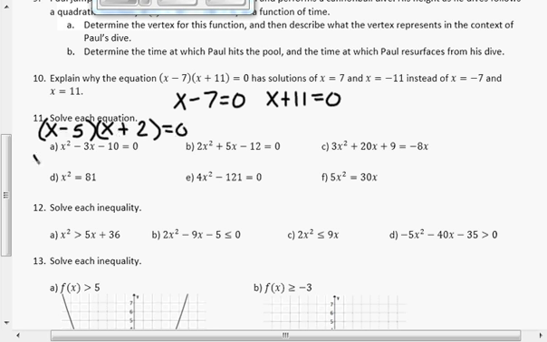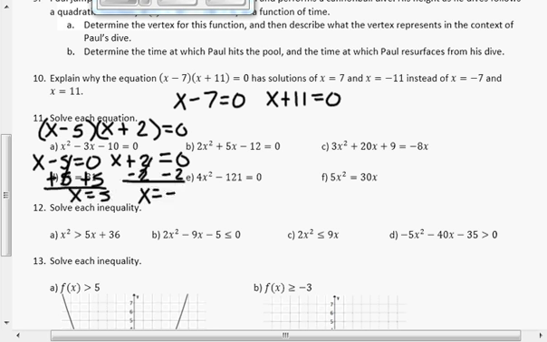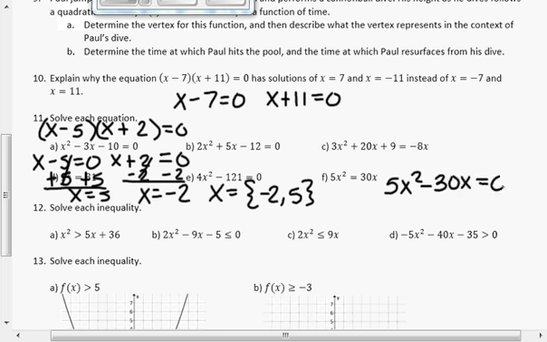And we just set each one equal to 0 and solve for x. So we're going to add 5 to both sides. x equals 5. Subtract 2 from both sides, and x equals negative 2. So our solutions are negative 2 and 5 for A. If you can get a greatest common factor out, go ahead and do that. Let's look at F. You need to get it all on one side first, so we get 5x squared minus 30x equals 0. Get your greatest common factor out, which is 5 and an x.